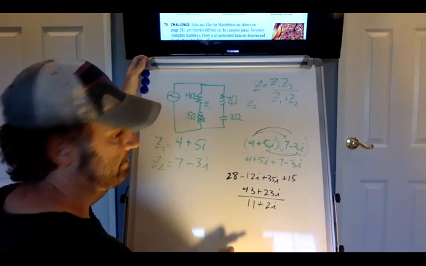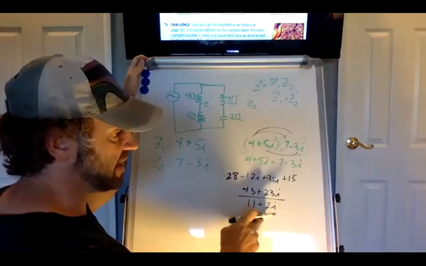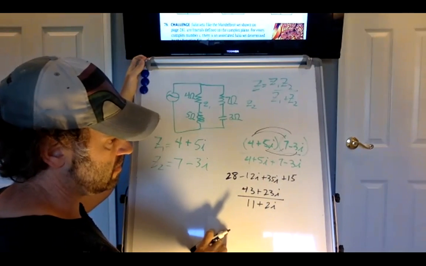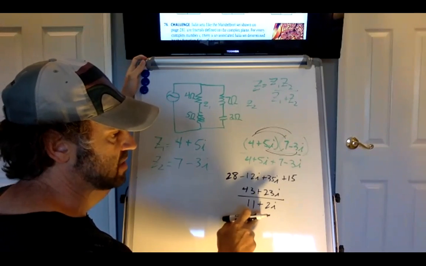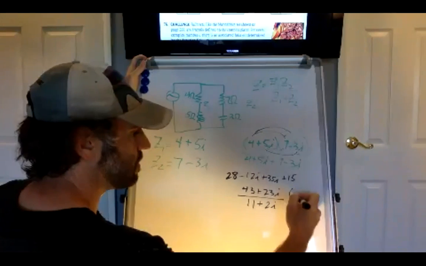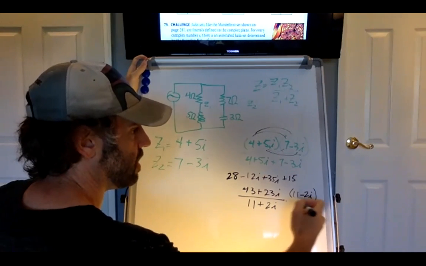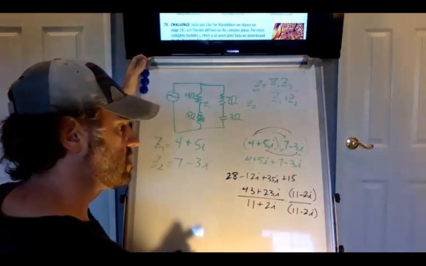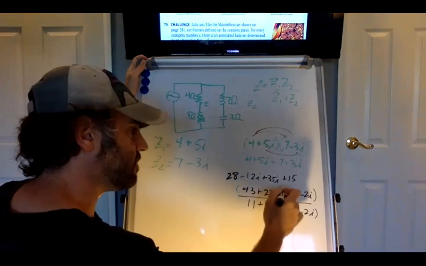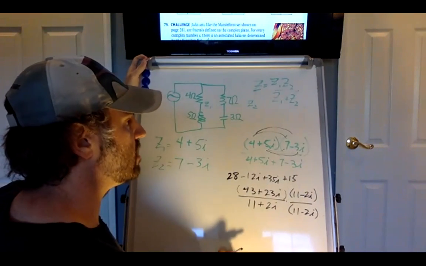Yes or no? Did you guys leave your answer like that? Yes. But didn't we multiply by the complex conjugate? Yeah, we multiply by 11 minus 2i on both top and bottom, which means you're really multiplying by 1. Okay, so now here we go again. Seems like a lot of work.